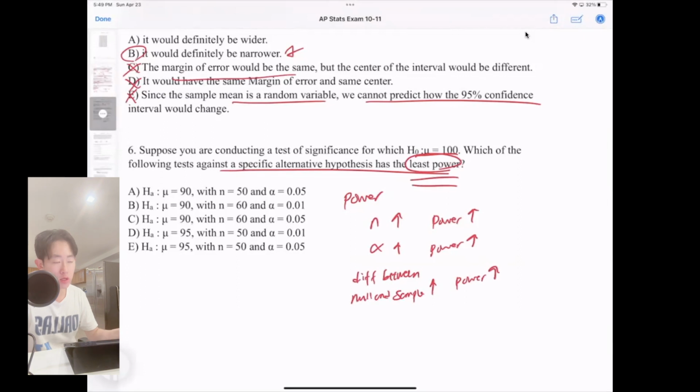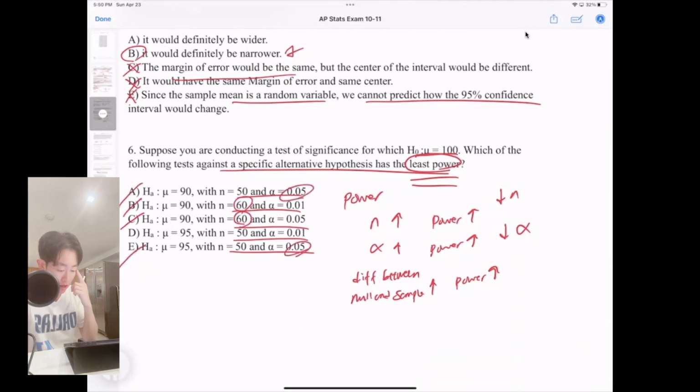So if I want to find the one with the least power, we have to pick the one that has the smallest n and smallest alpha. Even just by looking at these combinations, we're going to eliminate B and C because of the 60s, and we're going to eliminate E and A because of the higher alpha value. The correct answer here seems like it should be D.